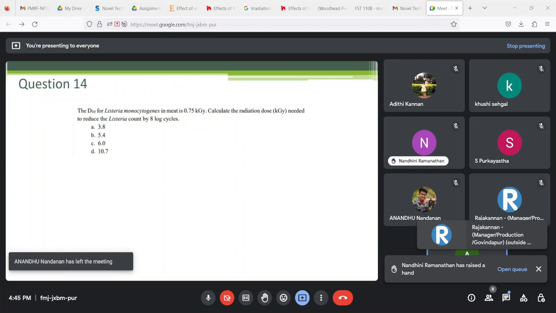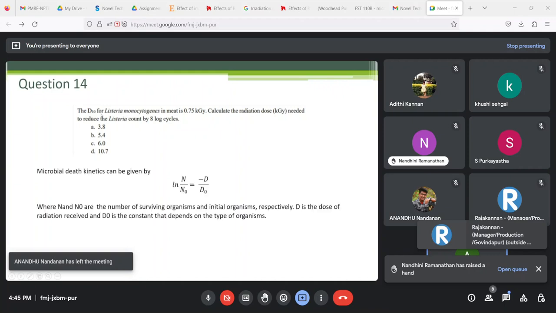Okay, so a D10 is the dose required to reduce the number of microorganisms to 1/10 of what was originally present. So if you have 80 bacteria initially, and you reduce it to 8, that is 1/10 of the initial value, then the amount of dose required for that reduction is known as D10.